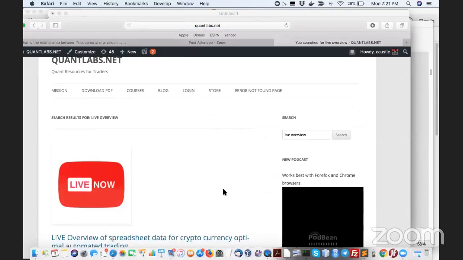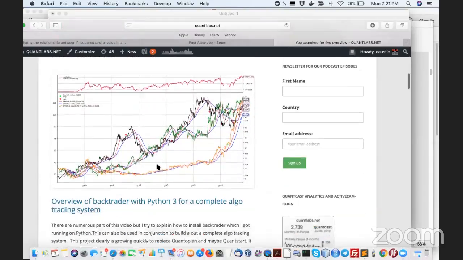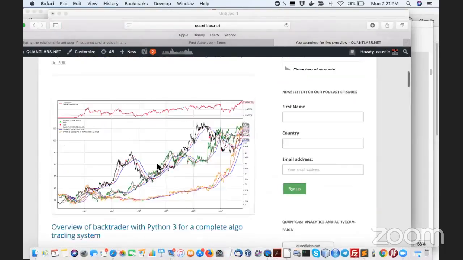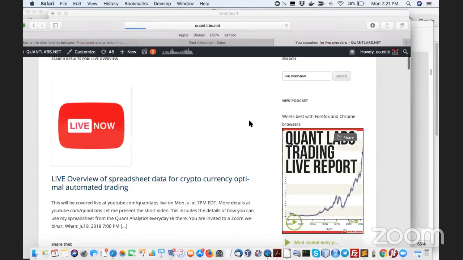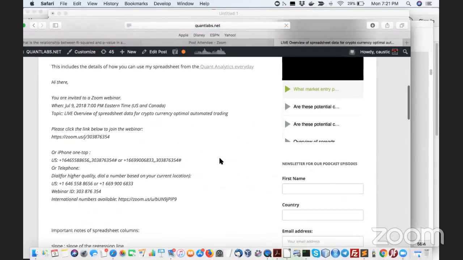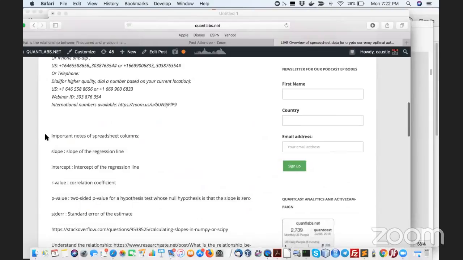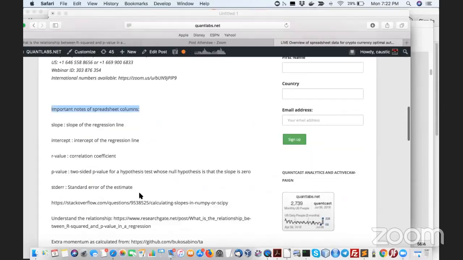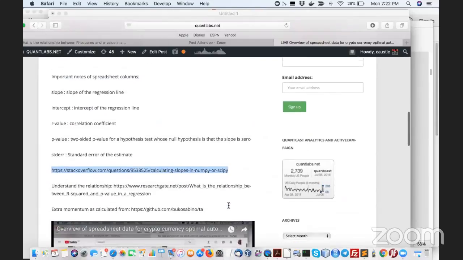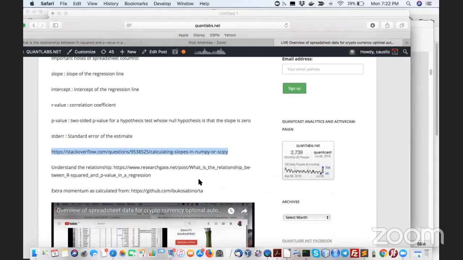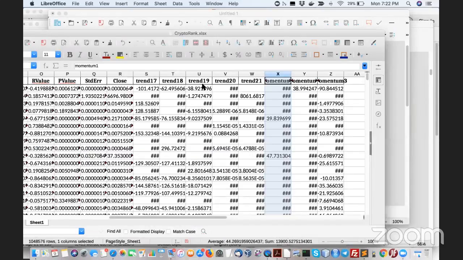What you'll find here is a complete set of details I've added to this posting. So let me just pull it up. Okay, what you'll find here at the bottom is I've included the definitions: the slope, intercept, R value, and P value, what I just showed you, and the standard error. That's the link to go to see the code. That's in Python. The other thing that I've included here, which I'm about to show you, is this trend 17 to trend 21 and different momentums: momentum 1, momentum 2, and momentum 3.